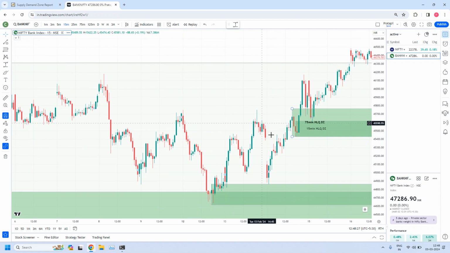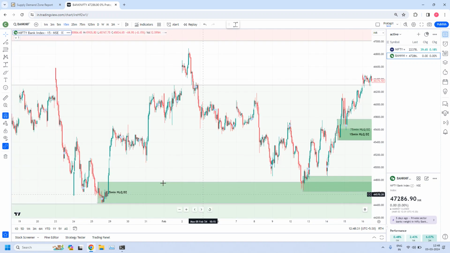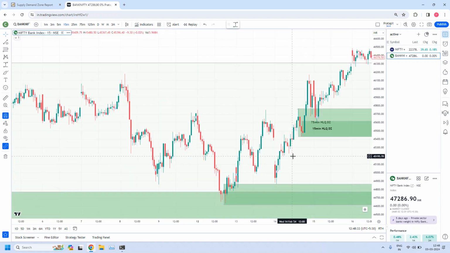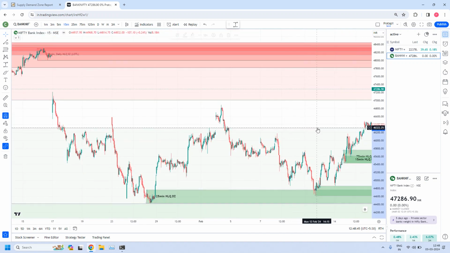See here, previously it got support from here. Prices didn't go inside the 125 minutes high liquidity zone. The 15 minutes itself held the price. The next retracement, and from here the prices moved. This is how high liquidity zones work.